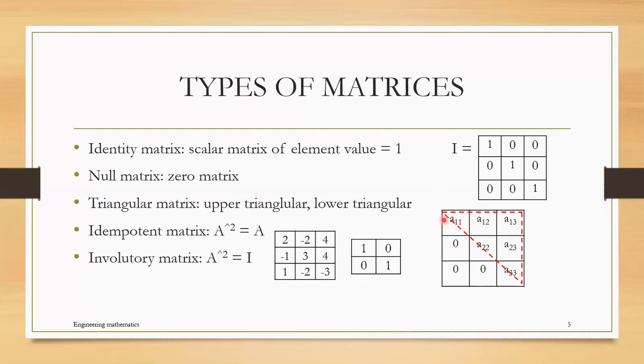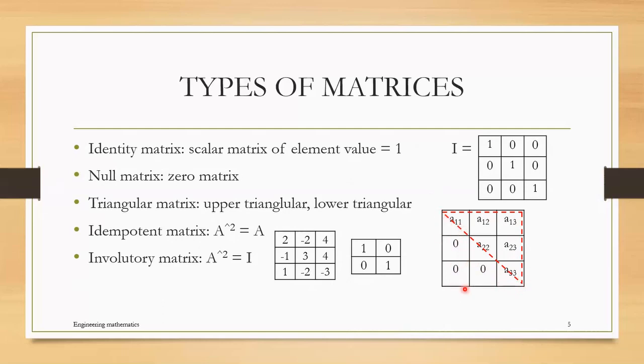And when we have values like A11, A21, A31, A32, and A22 present, then we will call it a lower triangular matrix.